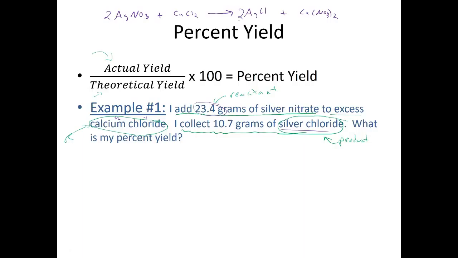Step 2, right, is I need to then start doing some stoichiometry. Now, again, I already know what my limiting reactant is, so I don't have to do that step of figuring out what my limiting reactant is. You guys will have to do that with some of these problems, just not this first one. Because I know calcium chloride is in excess, I don't need to worry about how much of that I have. This is my number that I'm going to worry about. So, here's what we're going to do. We're going to go with 23.4 grams of silver nitrate.